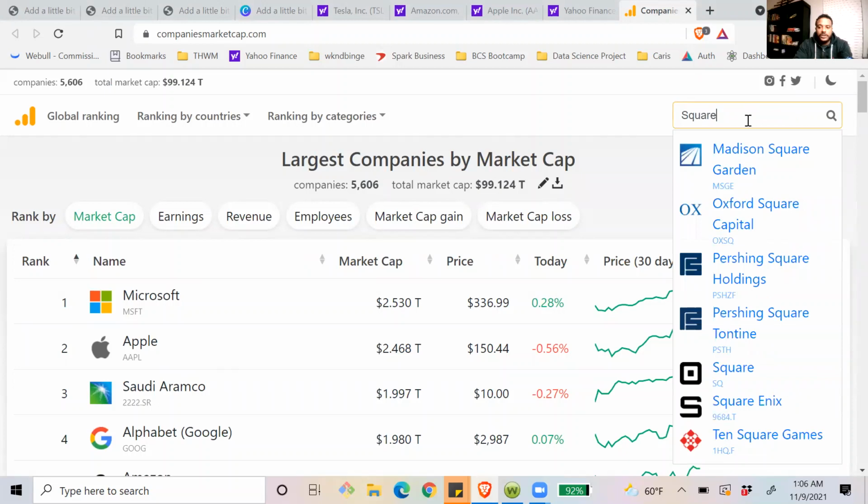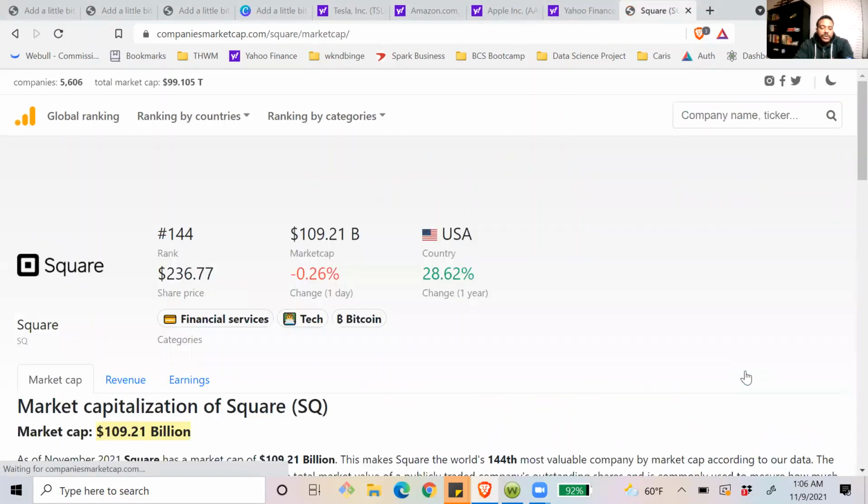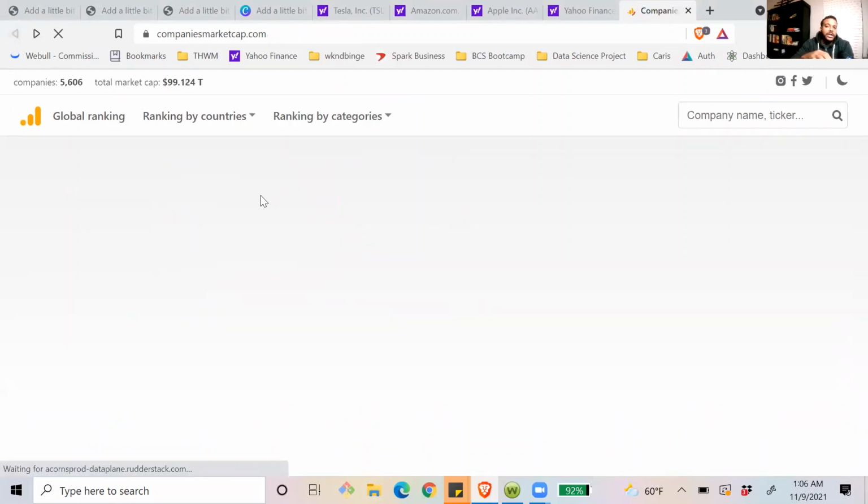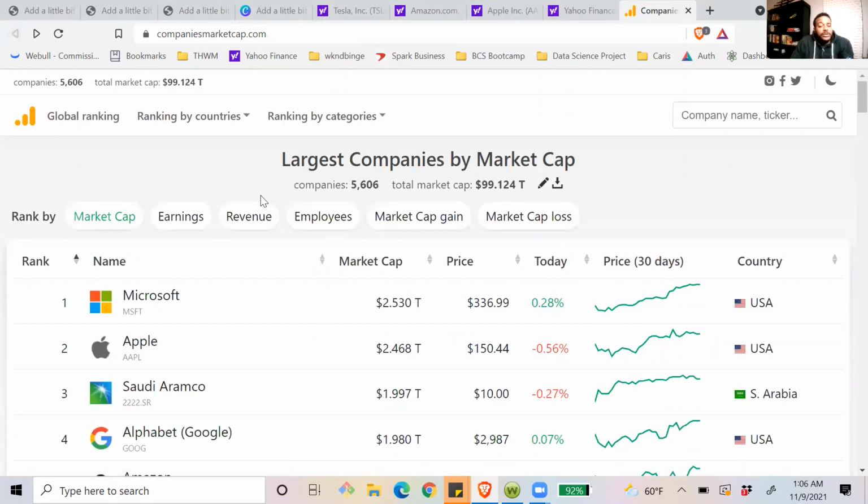If you just want to look up something, let's say Square, let's look at that company. In this instance, it will list that it's ranked 144, has a share price of $236 and a $109 billion valuation. So that's the first free tool. And I want you to get into the habit of looking up the market cap for companies.